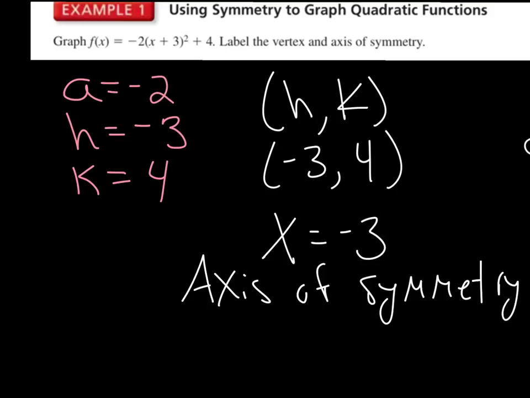So now that we have both of these, now that we have the vertex, so this is the vertex, and the axis of symmetry, all we have to do is go ahead and graph this right here. We need to graph this and graph this. So let's go ahead and do that. I'll pull up a graph.